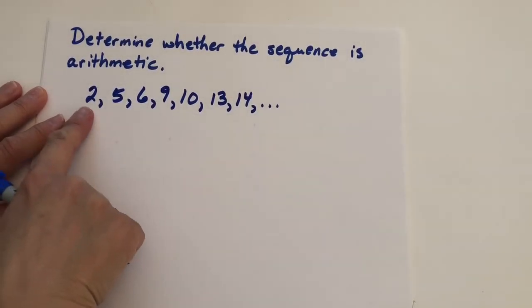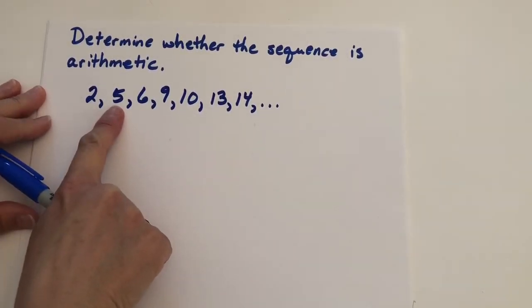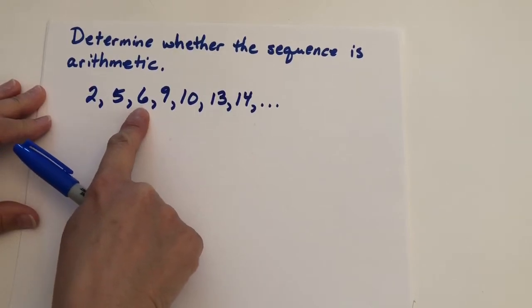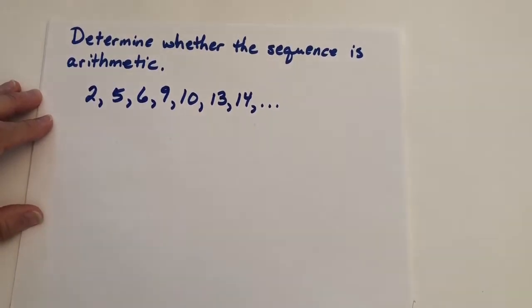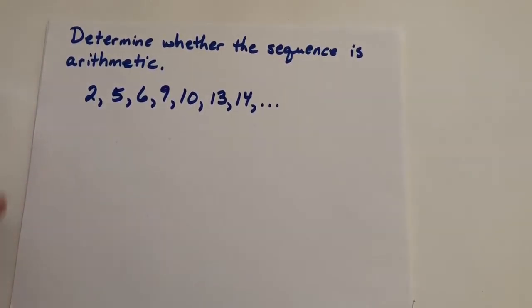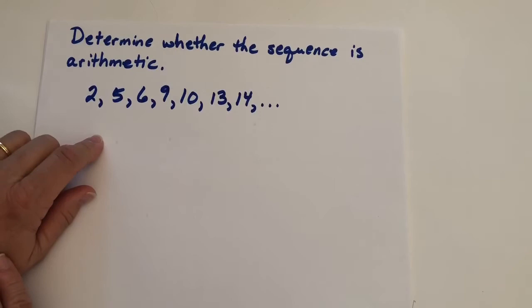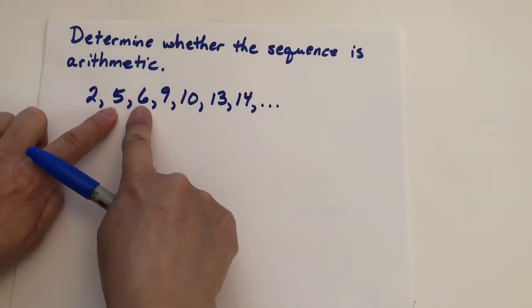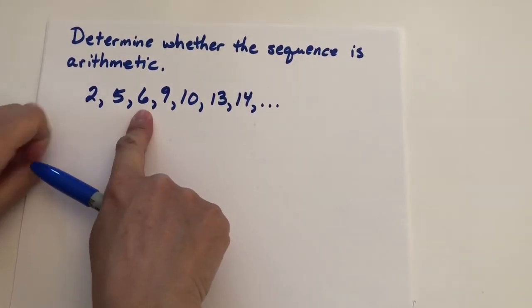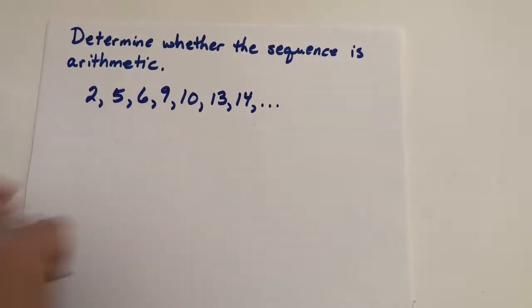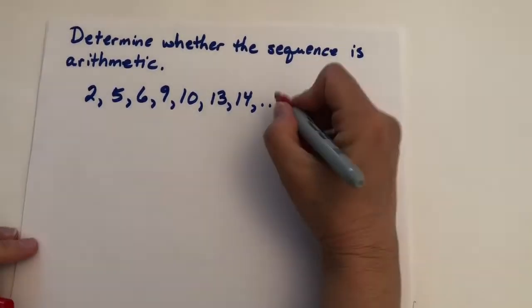Notice to get from the first term to the second term, you add 3, and then you'd add 1, then you'd add 3, and then you'd add 1, then you'd add 3, and then you'd add 1. So there's this nice pattern, but just because there's a pattern doesn't mean that it's arithmetic. In fact, we know that it's not arithmetic because the difference wasn't common. Here the difference is 3, here the difference is 1. I didn't even need to continue. As soon as you see that you have two different differences, there is no common difference, and we know it's not arithmetic.